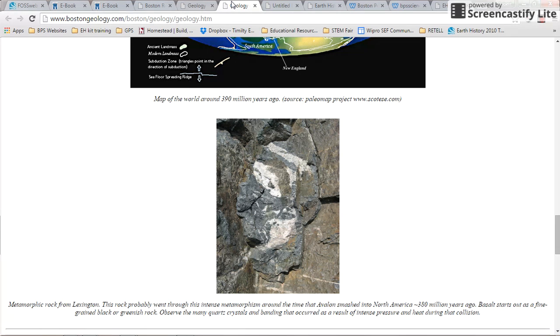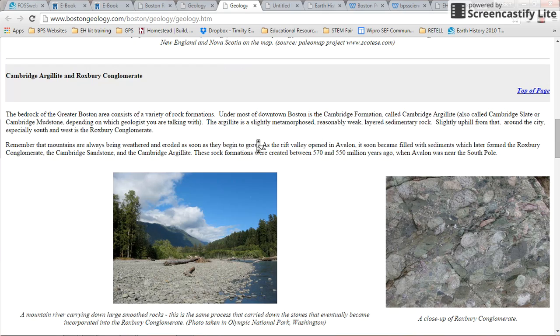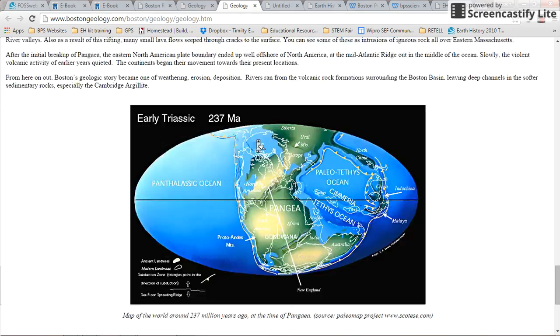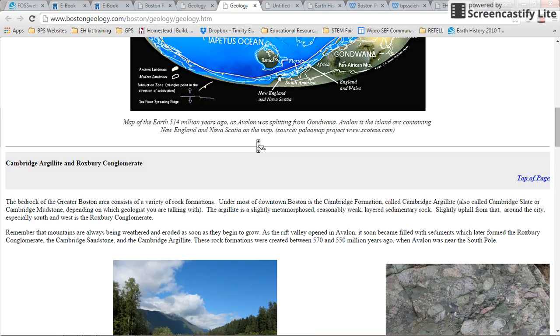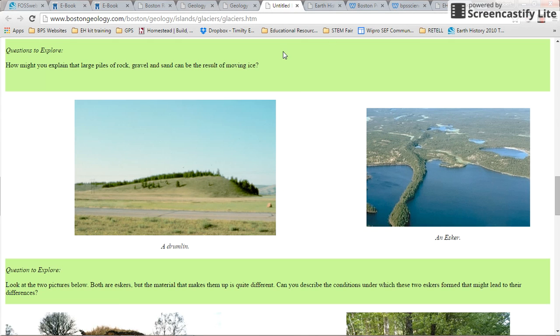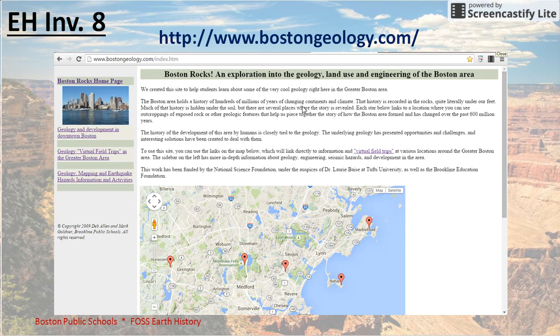And then what I found really interesting is, again, there's this whole section on the geology of Boston from 4.6 billion years ago to about 2 million years ago. Some of it's very similar to what's in that book I mentioned before, Written in Stone. But it talks about some specific sections around here in Boston. There's some really good maps that you can look at and show the students. And then there's also a glacial history of Boston. So I would definitely encourage you to take a look at that and check it out.